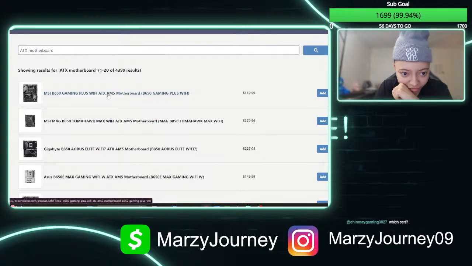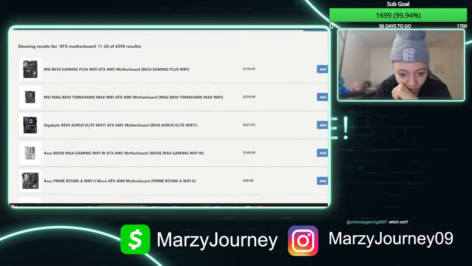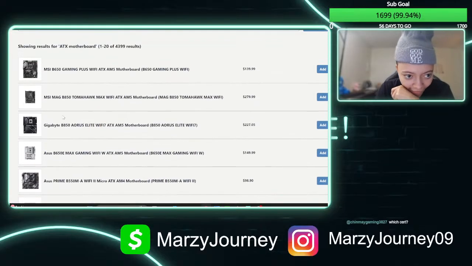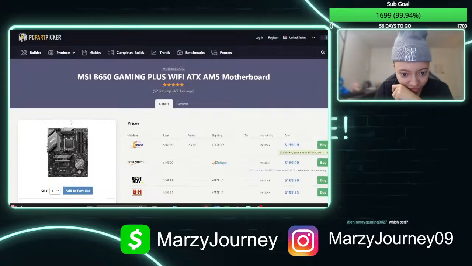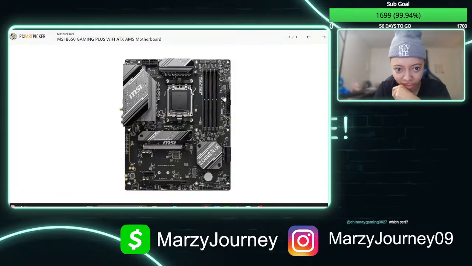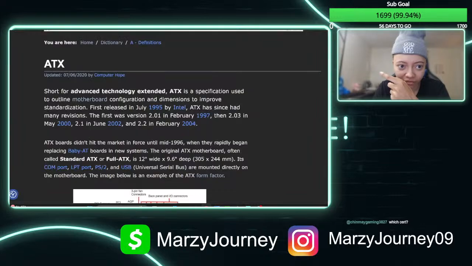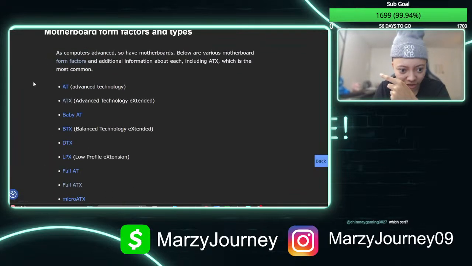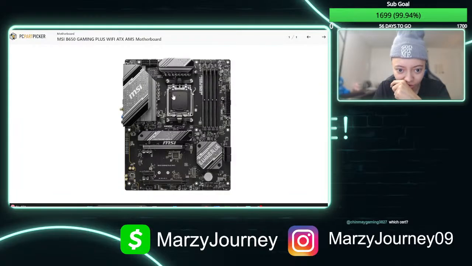ATX AM5. Is that the same thing? I believe so. This one's Micro ATX. So these two are different. Oh yeah, because these completely look the same. This does look different, somewhat though. Might be smaller. Alright, well that's nice. So we can kind of have an image of what an ATX, at least AM5, is. I don't know if that's the same thing. Yeah, it looks like it's the same thing. So that's good. So this is what it looks like.